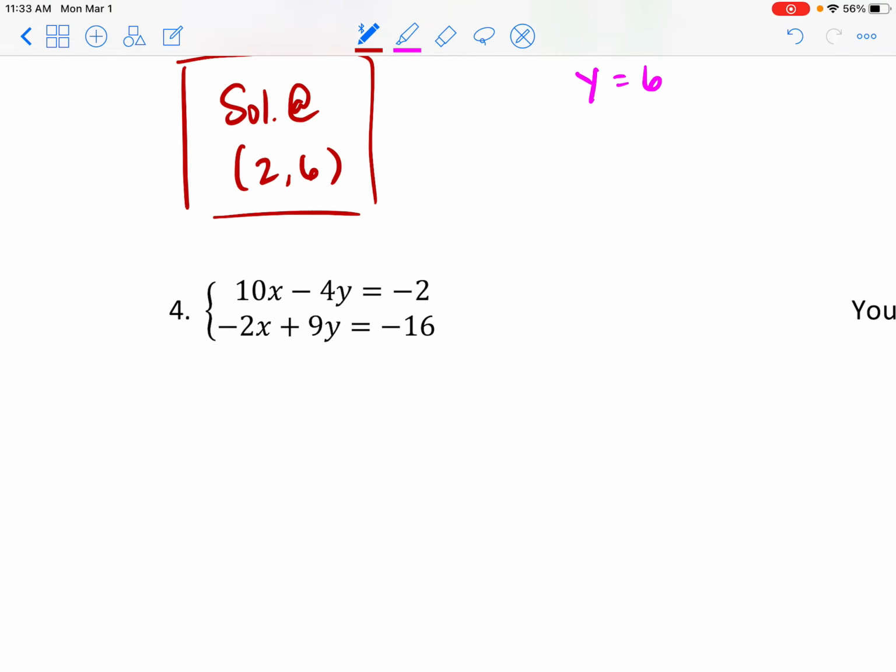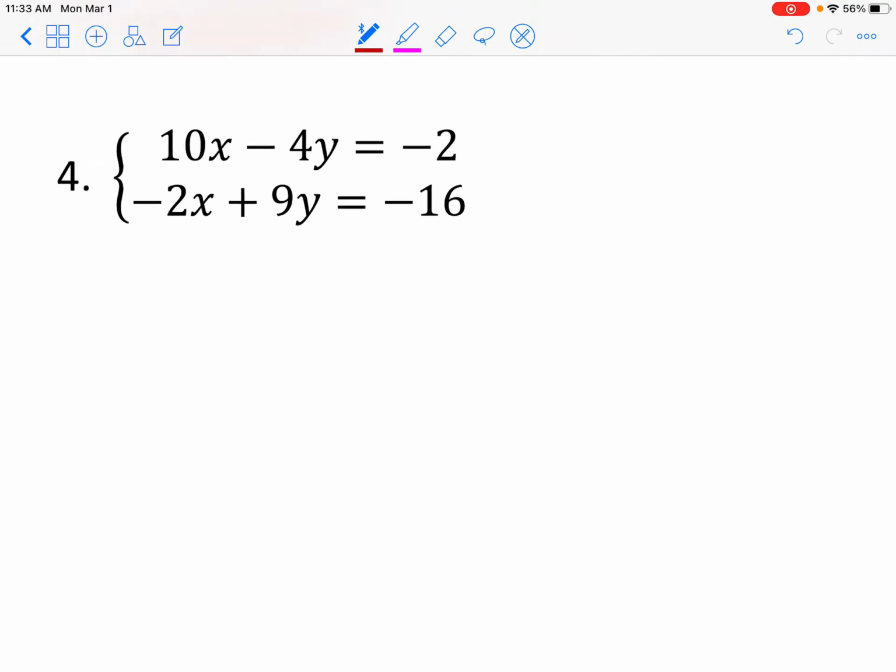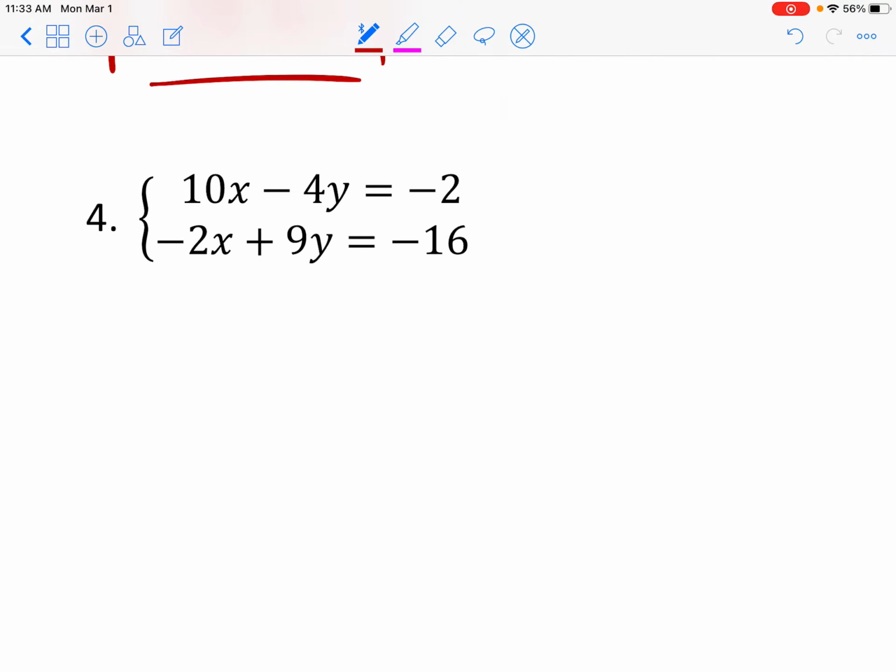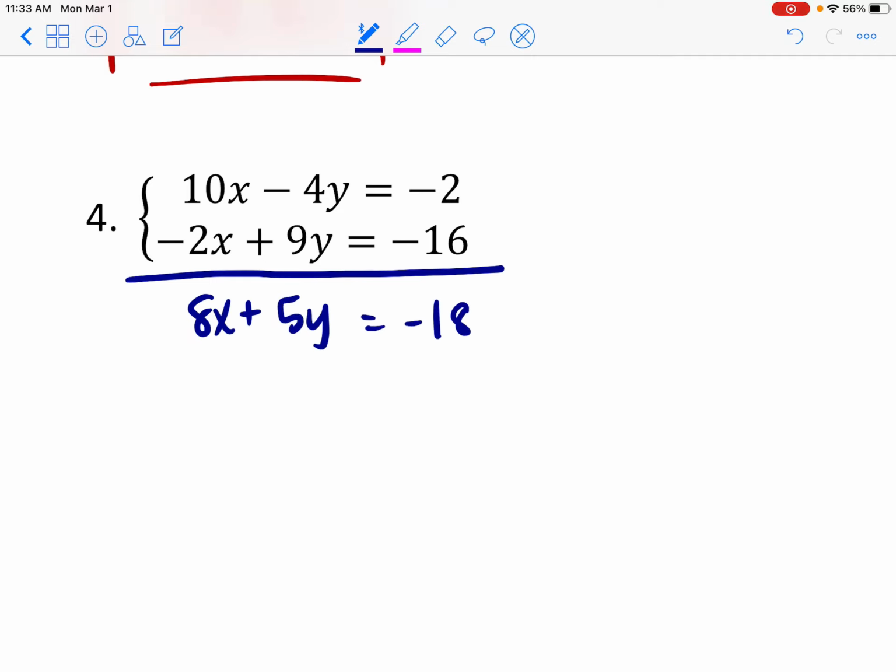And looking at number 4, this is a little different. Okay? If I tried to add these equations together as is, I would have 8x's here, and I would have 5y's here, and I would have negative 18 here, and that's no good. I just created a third equation that still has two variables in it. The point to adding the equations together, which is still doable here, but the point is to get one of the variables to go away.